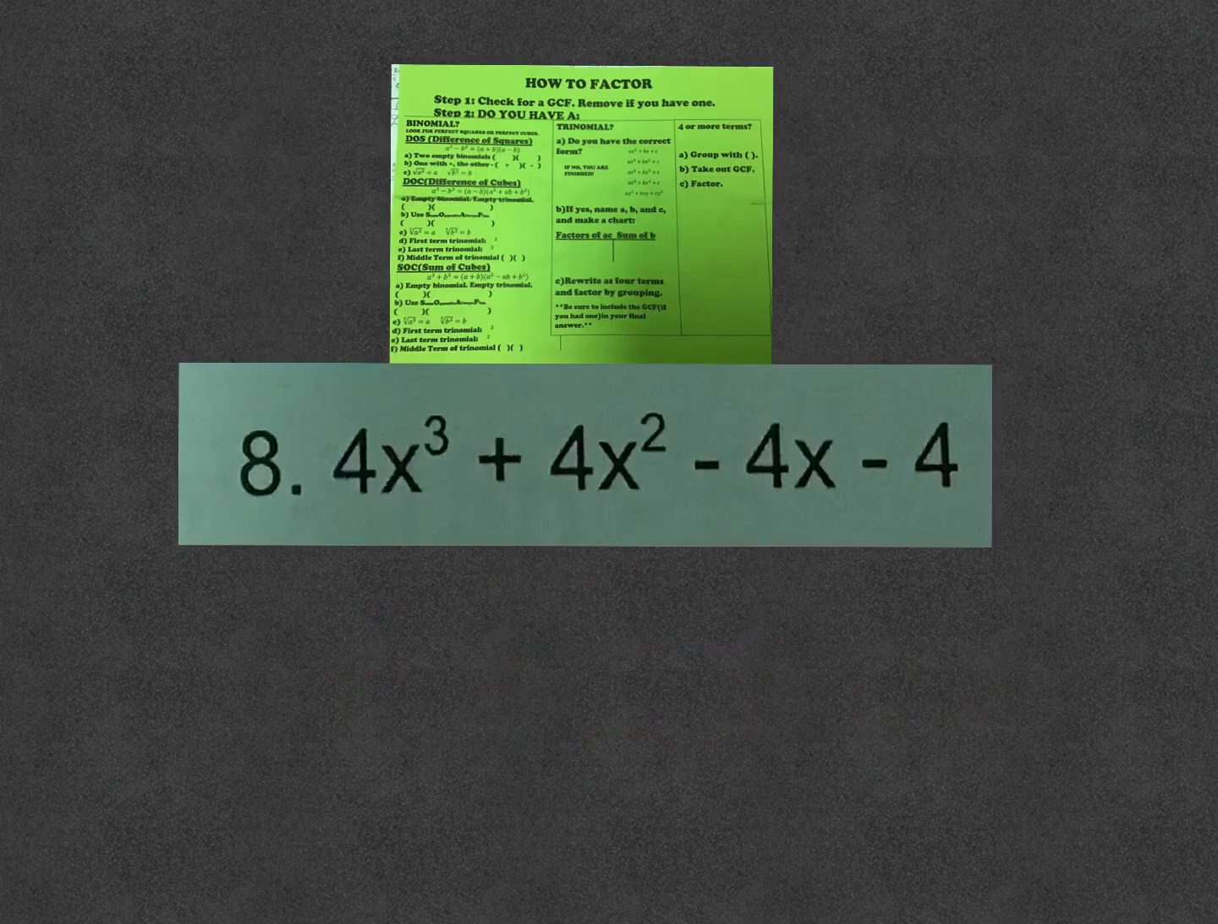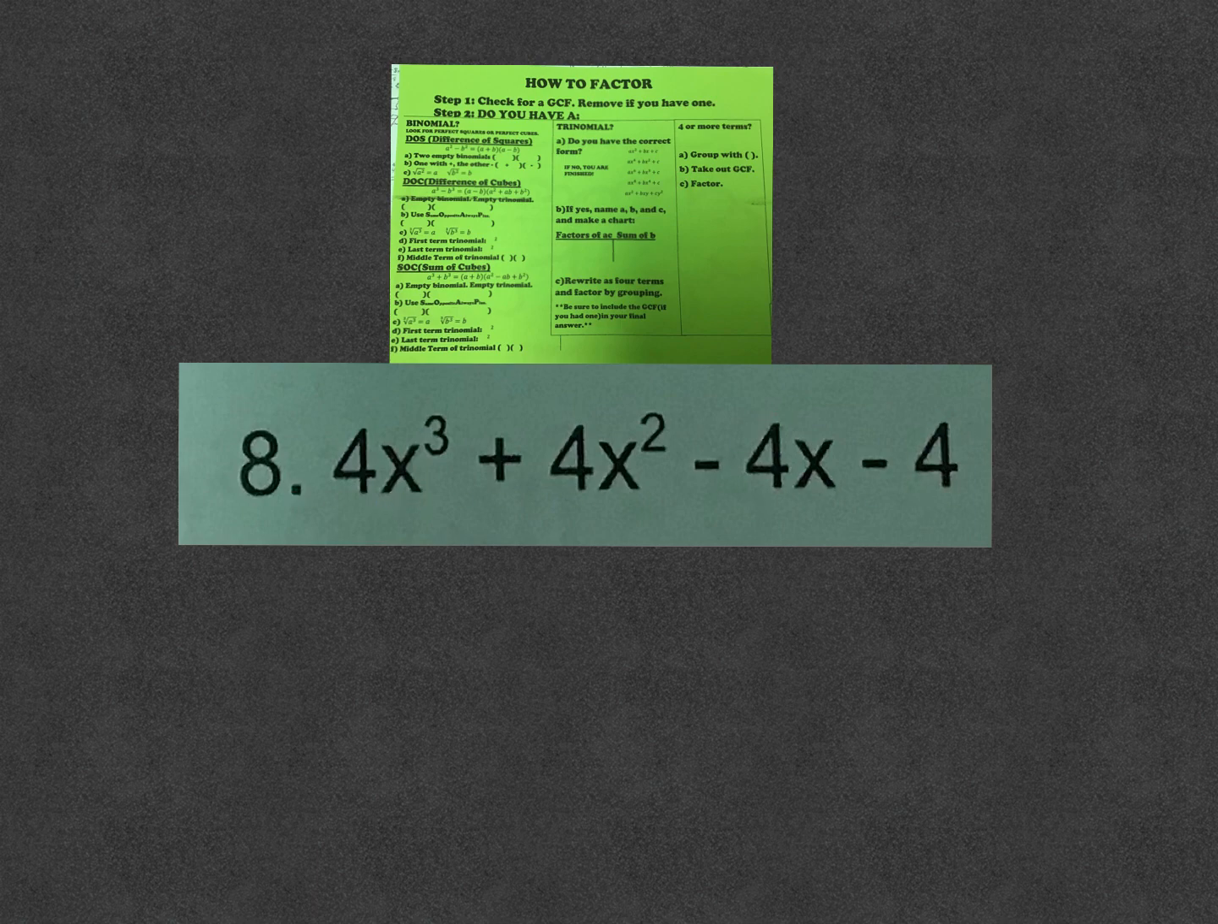Number 10, 4x cubed plus 4x squared minus 4x minus 4. I'm going to look at step 1. Do all of these terms have a common factor? Well, I hope without making the list that all of you can see that all of these have a 4. So 4 is the greatest common factor.